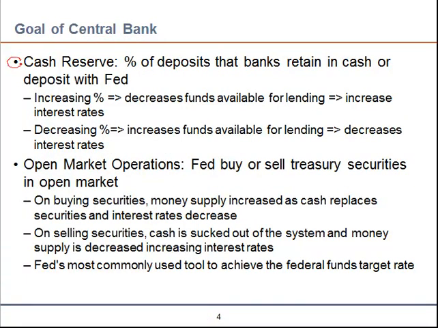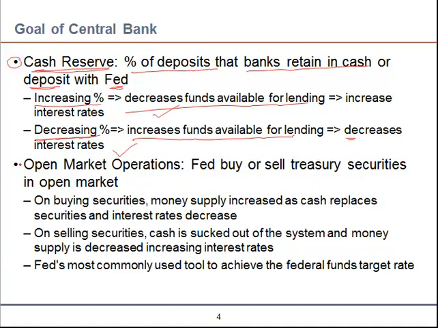The second tool to achieve the goal of the central bank is the cash reserve. It is a percentage of deposits that banks retain in cash or deposit with the Federal. So when the cash reserve is increased, it decreases the funds available for lending and hence increases the interest rate. And when the cash reserve requirement is decreased, it increases the funds available for lending and hence decreases the interest rates. And the third tool which helps the central bank to achieve their goal is open market operations.